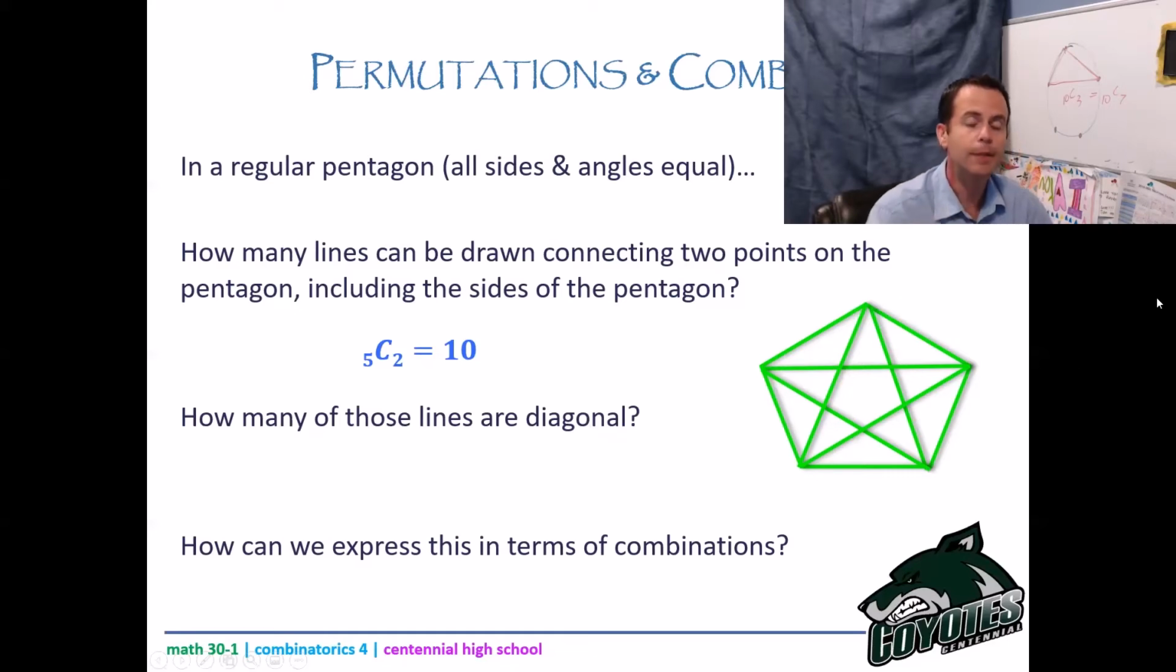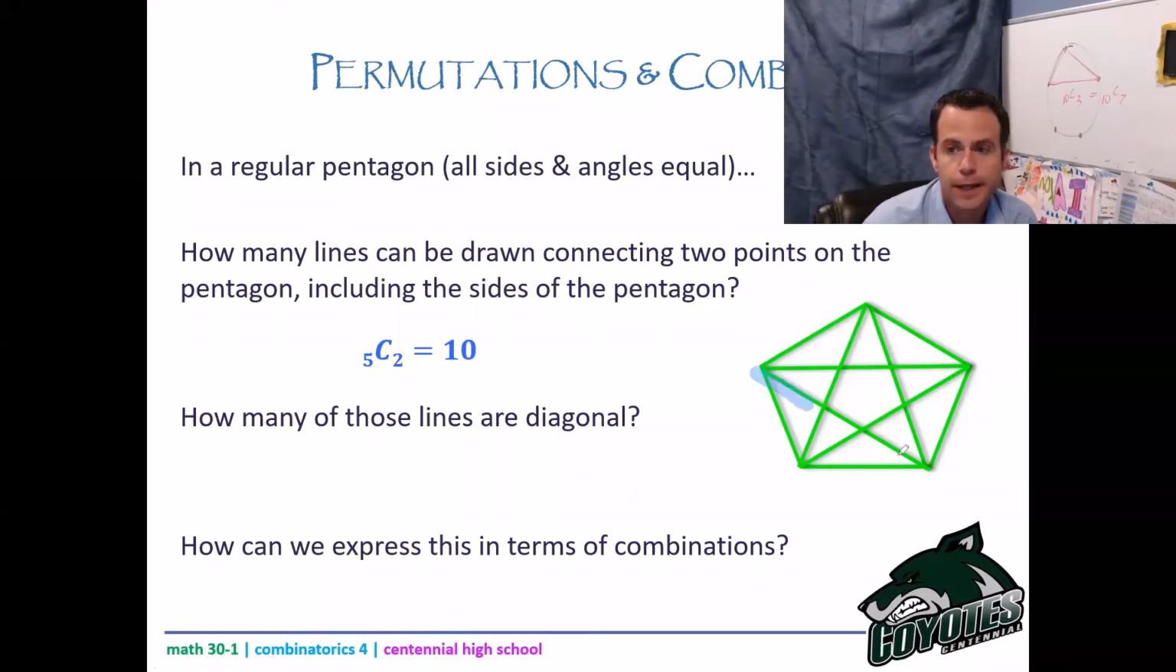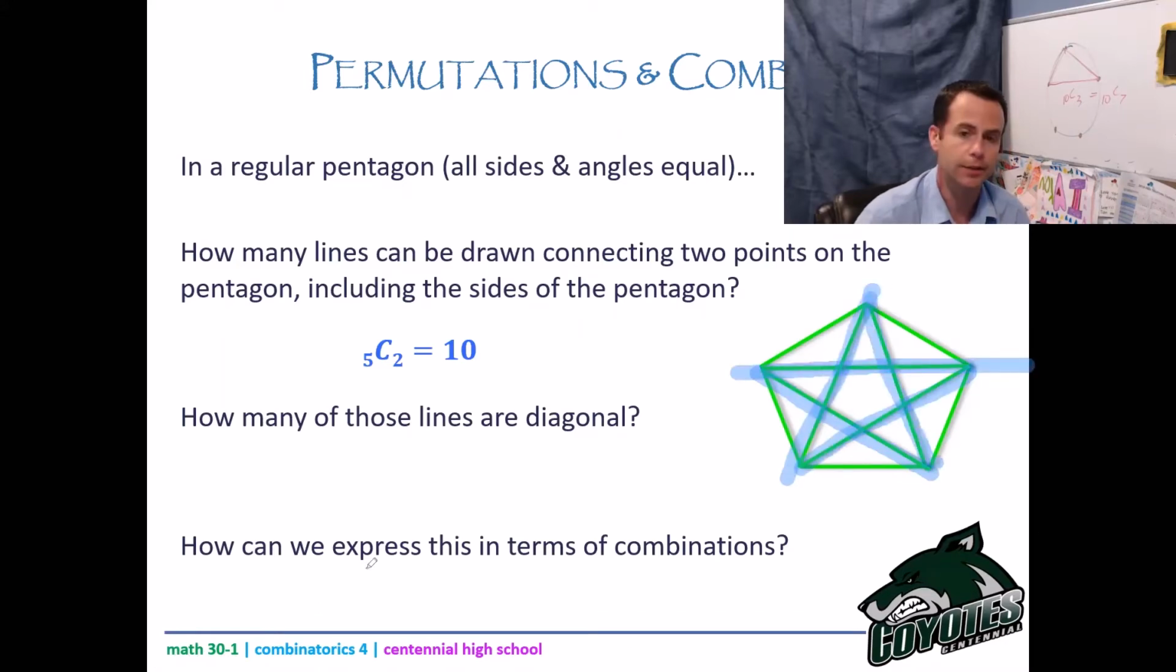Now, how many of those lines are diagonal? Well, diagonal means that you're going from corner to corner within the shape, okay? So this is a diagonal, that's 1, that's 2, that's 3, that's 4, and that's 5. There are 5 diagonals there, okay?